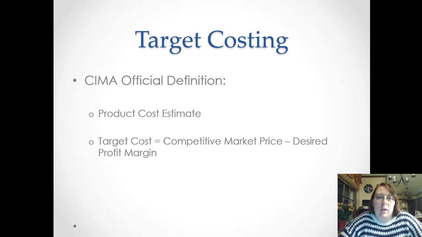The CIMA defines target costing to be a product cost estimate, and it is equal to the competitive market price minus the desired profit margin.